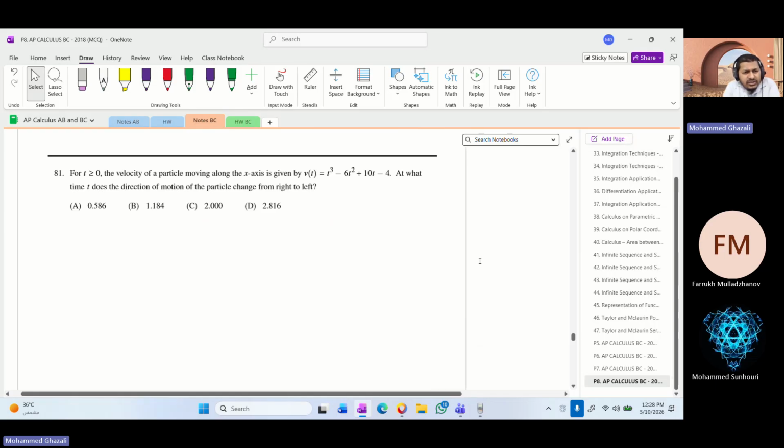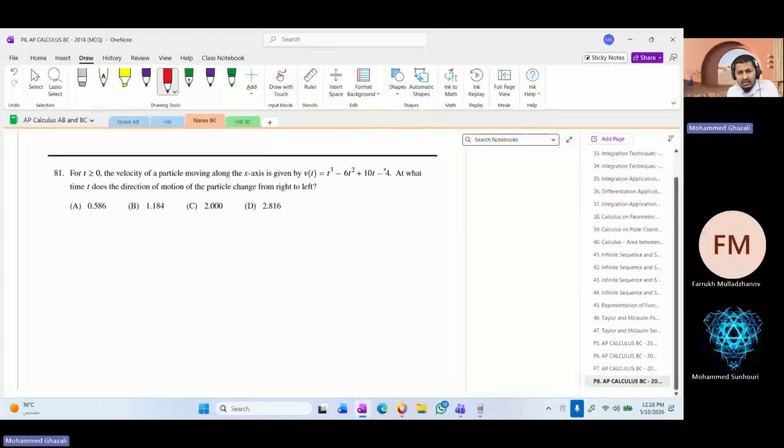For t greater than or equal to 0, the velocity of the particle moving along the x-axis is given by this function here. At what time t does the direction of the motion of the particle change from right to left? Again, Desmos, because we need to check velocity. Positive, v of t greater than 0, is up, and v of t less than 0 is down. So it's going to become negative, so it's going to change direction at that point.